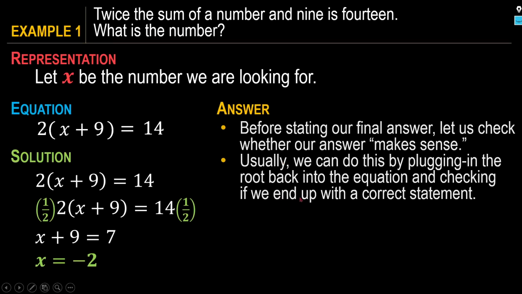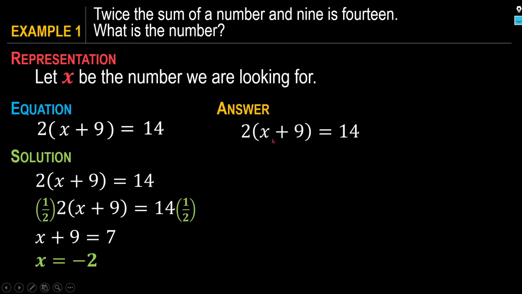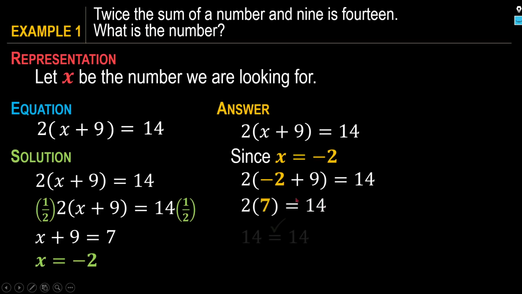So here, we have our original equation, 2 times the quantity x plus 9 equals 14. Since we were able to solve for the root negative 2, I plug that back in the equation instead of x. That will be 2 times the quantity negative 2 plus 9 equals 14. Then I simplify the left-hand side and I see that I end up with 14 equals 14, a true mathematical statement. That is one way of testing whether we did the solving right.